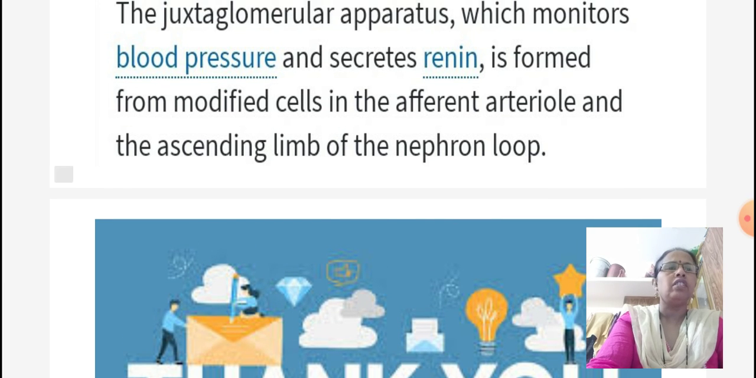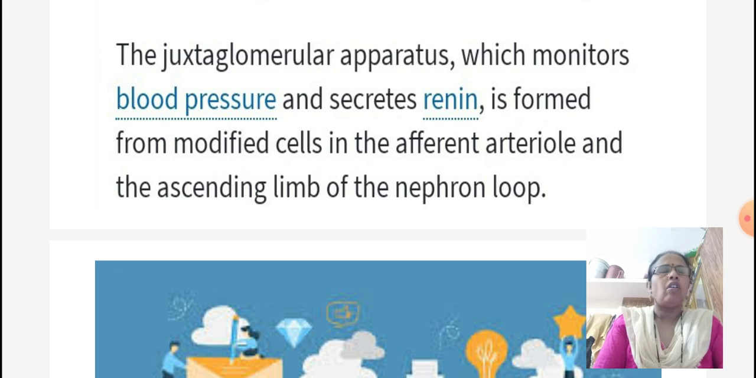So these are the different structures of the kidney.